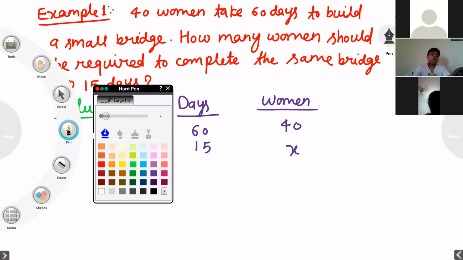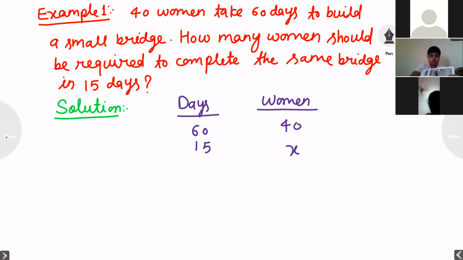Yes, students, concentrate. In this question, why have I taken days first and women second? Think very carefully, because he is asking how many women. Whatever the question is asking, that we will always write on the right side. How many women is asked, which means I want to write it on the right side. Now concentrate: 60 days, 40 women, 15 days.